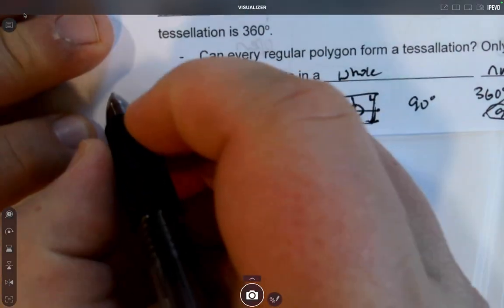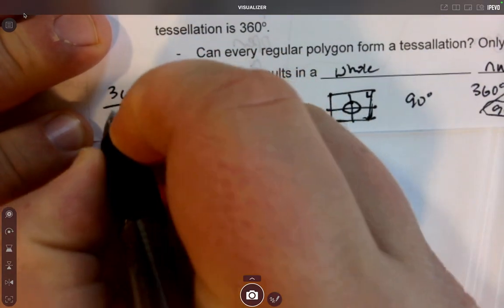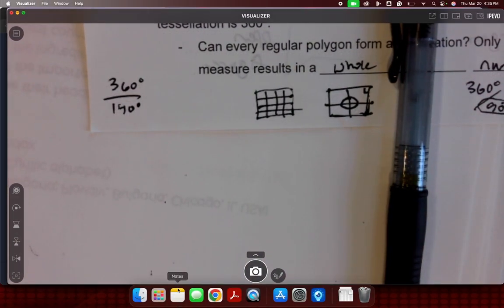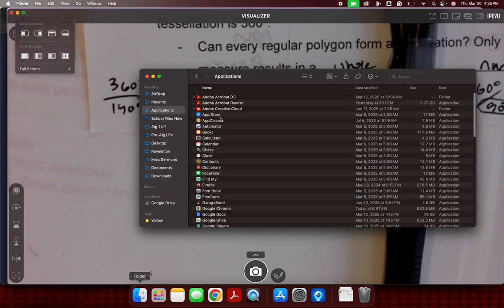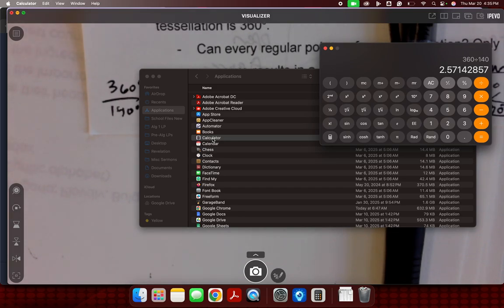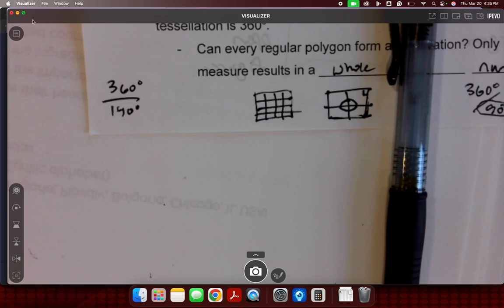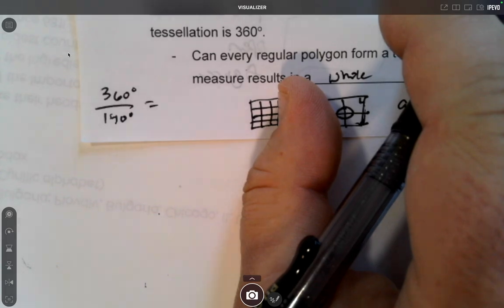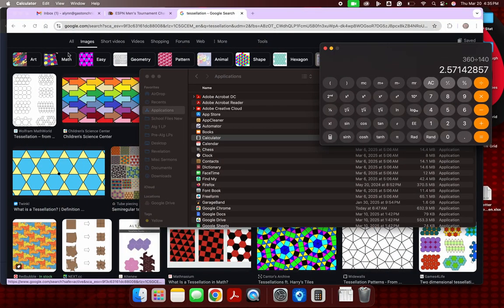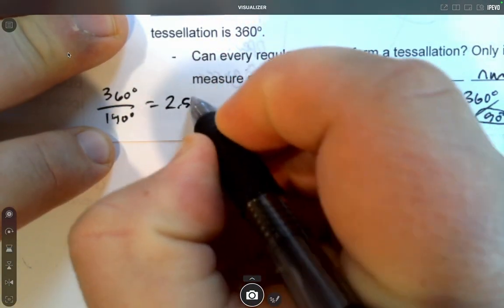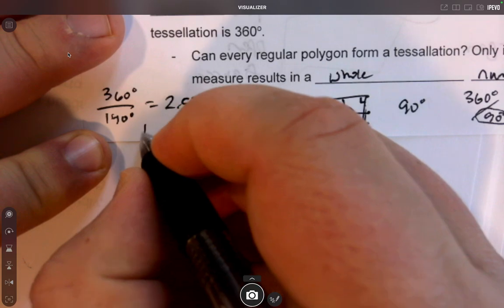So 360 divided by 140. Let's see if that comes out to a whole number. So 360 divided by 140. Since that did not come out to a whole number, that tells me a nonagon cannot be used to make a tessellation. I already figured out, what was that, 2.57, there we go. Okay. So a nonagon cannot be a tessellation.